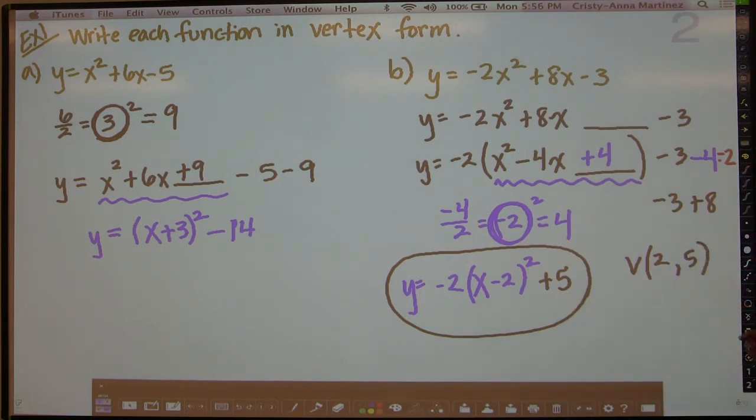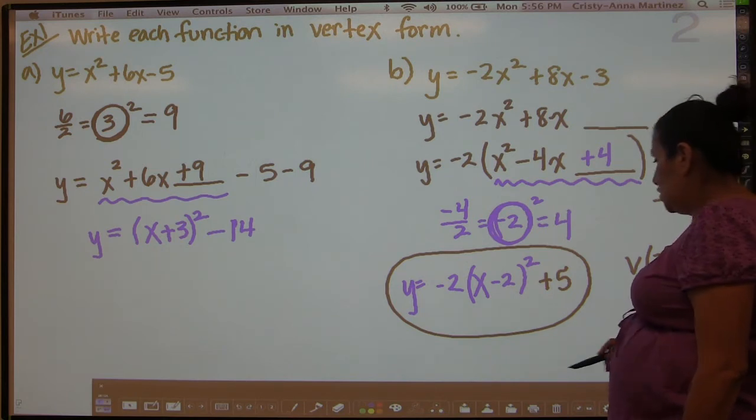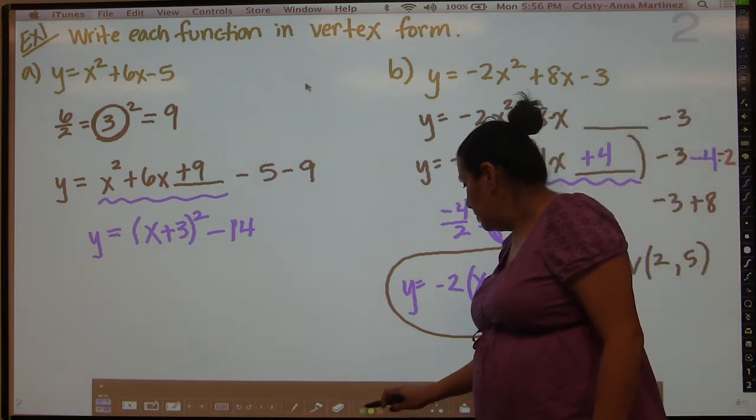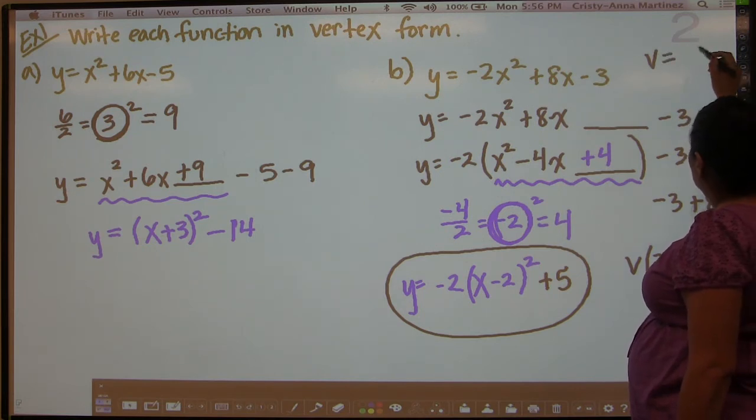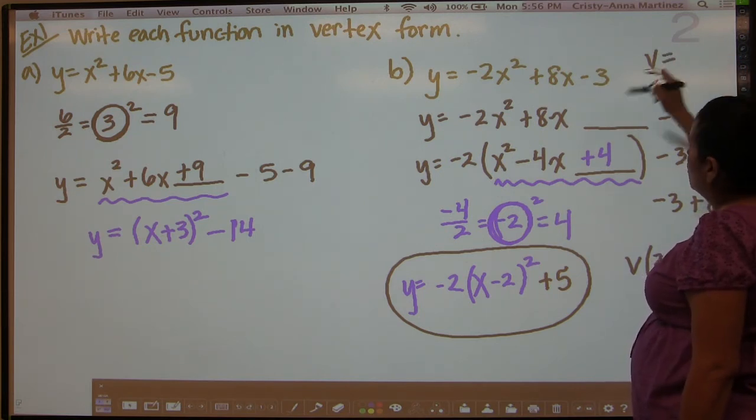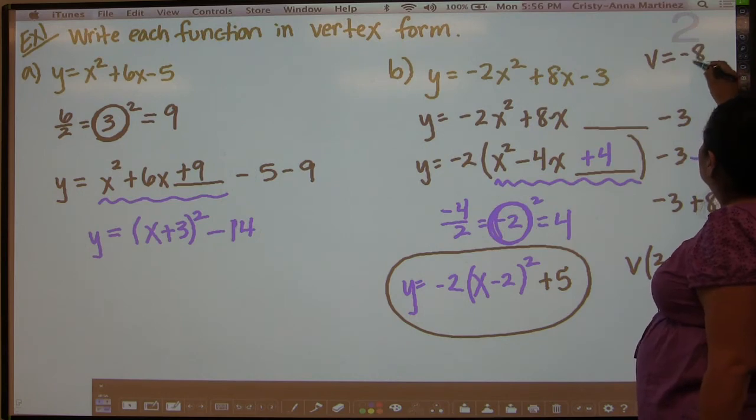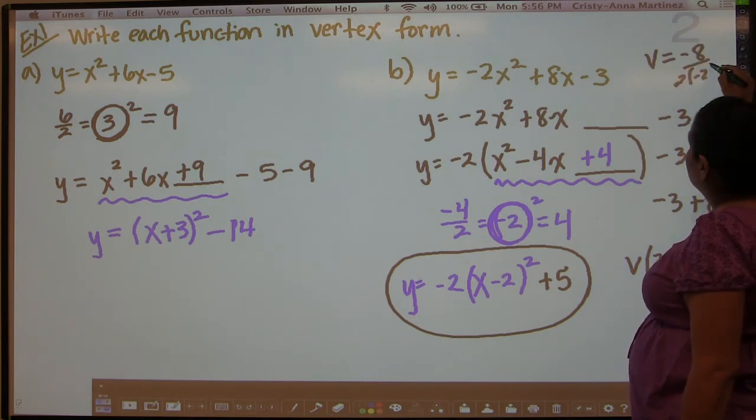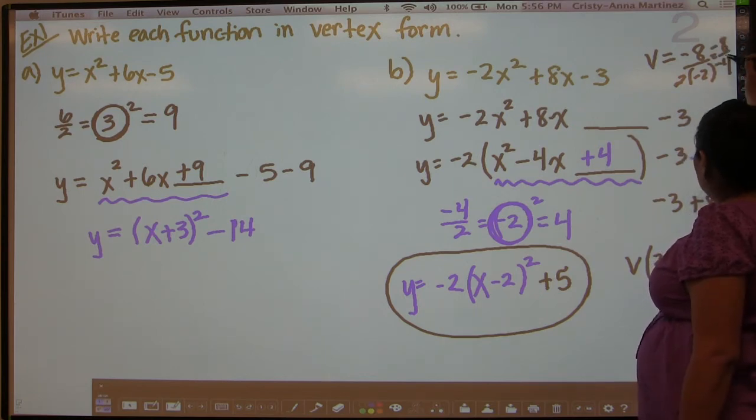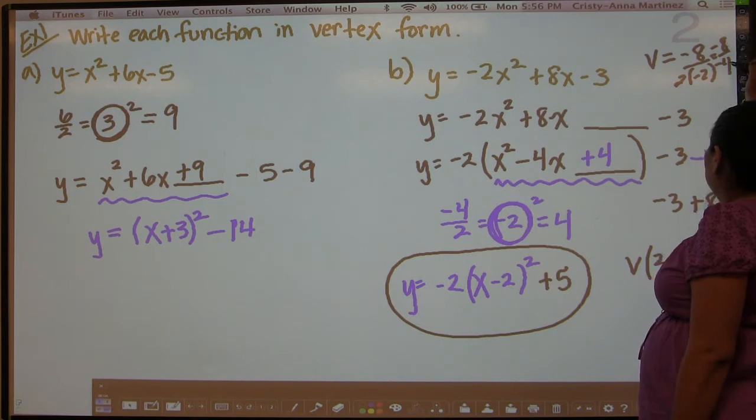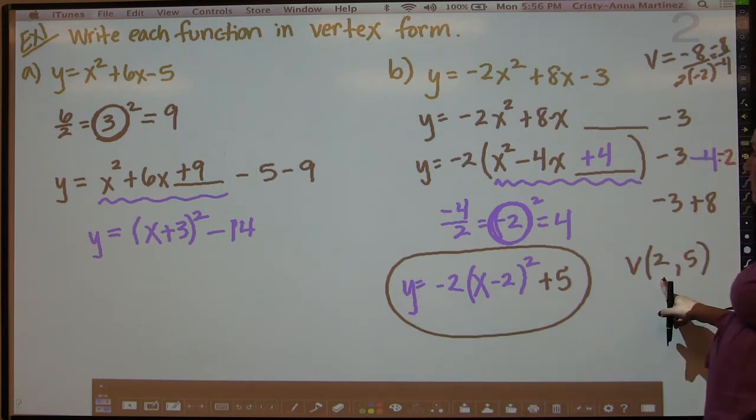Now again, if you wanted to do this with the other method, you could. The vertex, I'm going to do really quickly here. The vertex would equal -b, so you would get -8 divided by 2 times -2, because A is -2, and you would get -8 divided by -4, and negative divided by negative is positive, 8 divided by 4 is 2, and you'd get the same 2 value there.